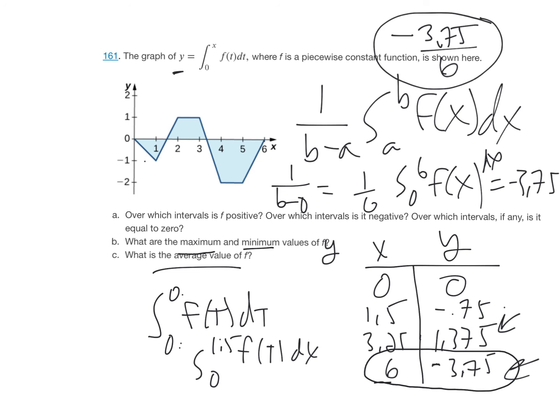Okay, so that's how you can find that average value when you just got a graph and they're asking you to apply those ideas. So hopefully this helps.